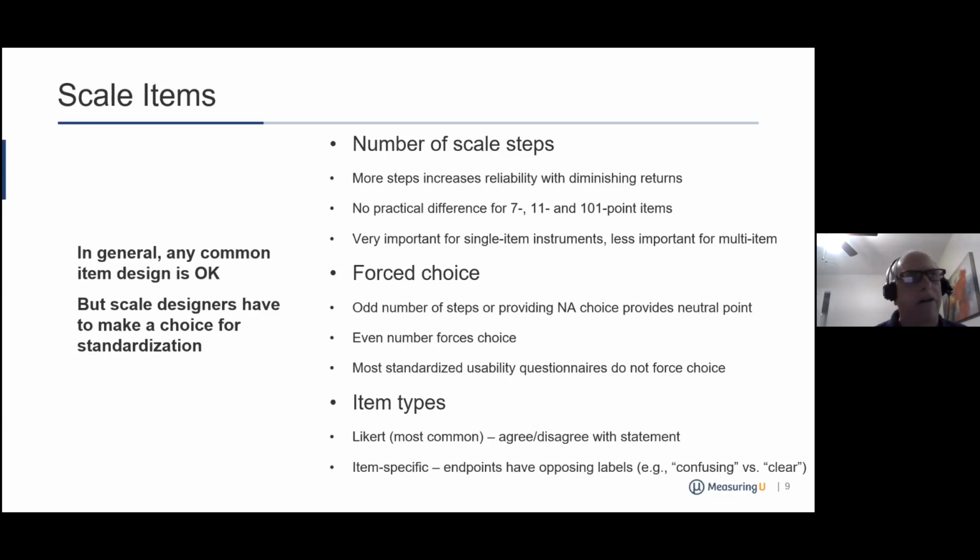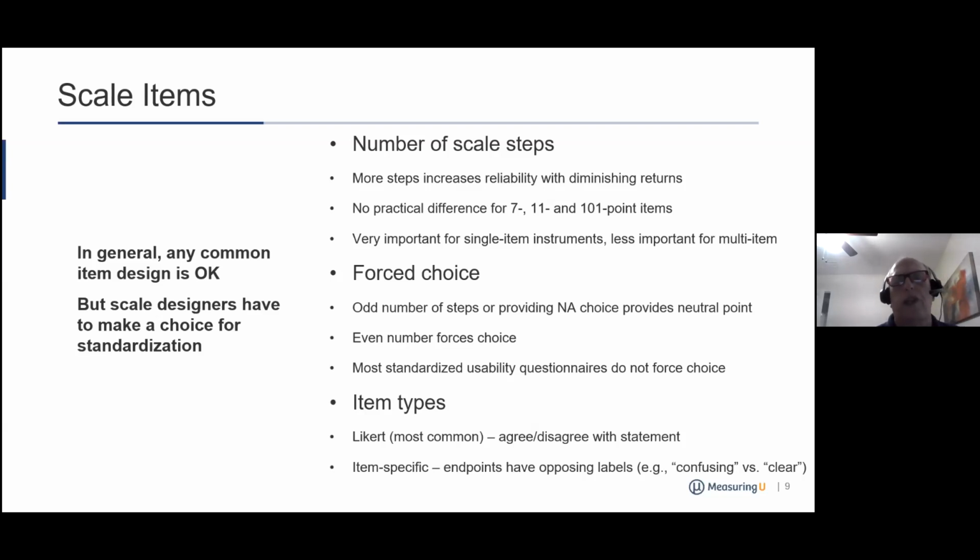Now, my point here is that the number of scale steps is more important for single item instruments than it is for multi-item instruments. Once you start adding additional items, then even 3-point scales work perfectly fine.